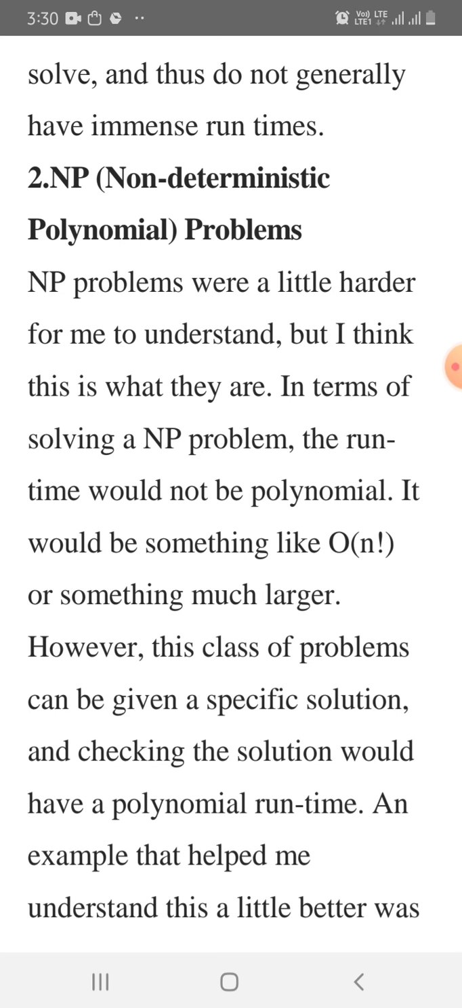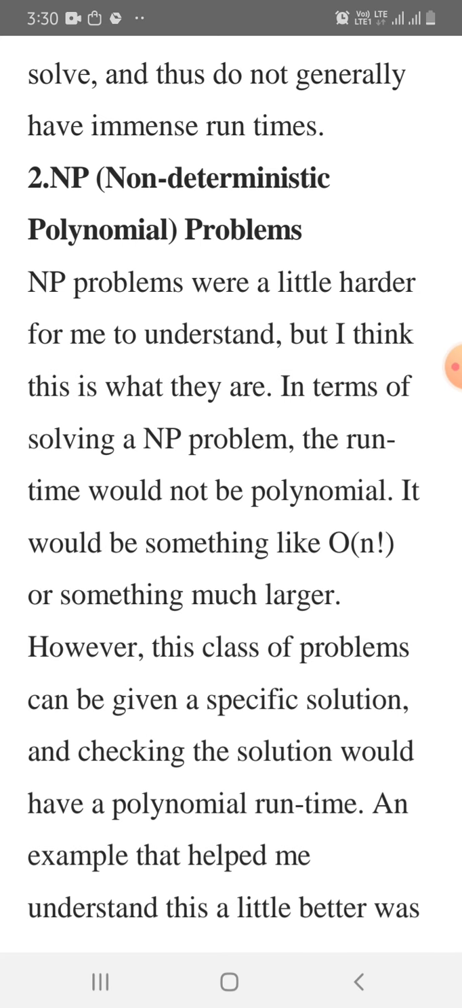Non-deterministic polynomial problem were a little harder for me to understand, but I think this is what they are. In terms of solving NP problem, the runtime would not be polynomial, it would be something like big O of n factorial or something much larger. However, this class of problems can be given a specific solution, and checking the solution would have a polynomial runtime.